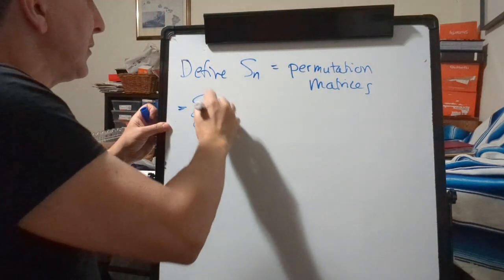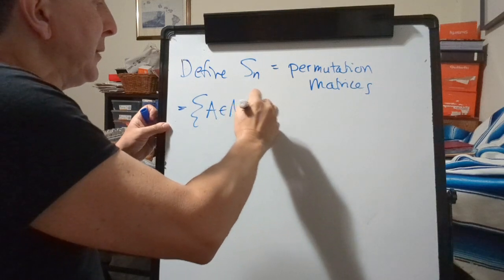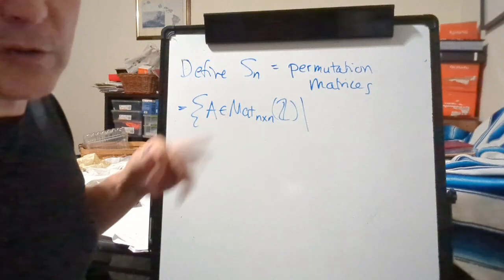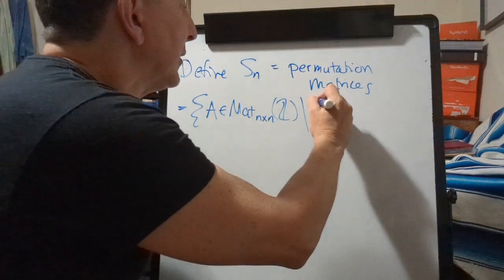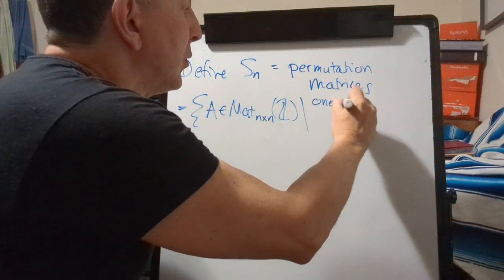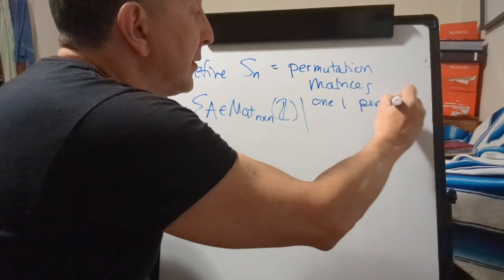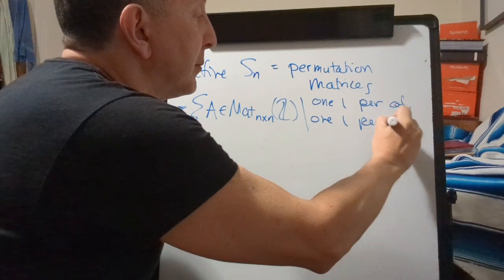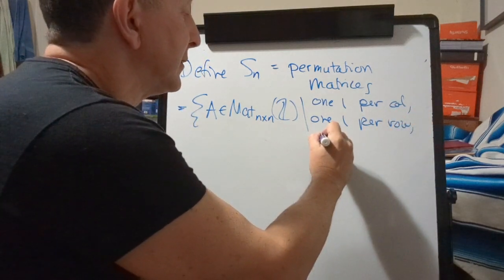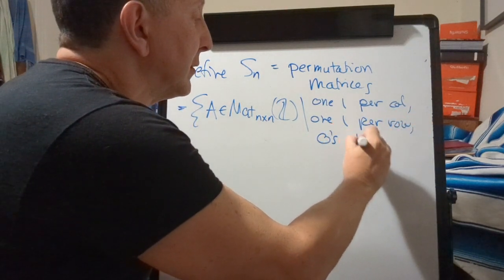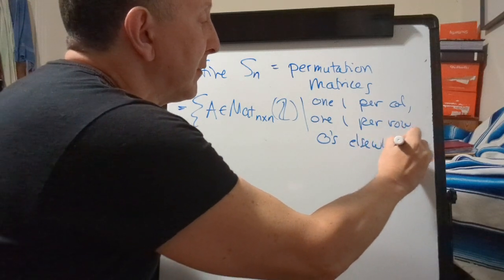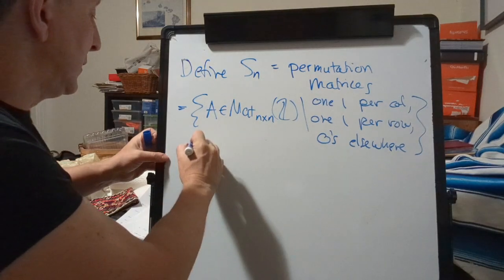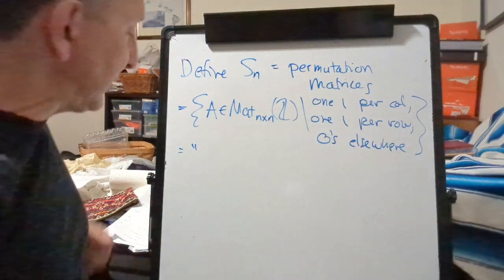That is the set of all n by n matrices with integer entries, actually 0, 1 entries, that have exactly one 1 per column, exactly one 1 per row, and zeros elsewhere. This set is known as the symmetric group.